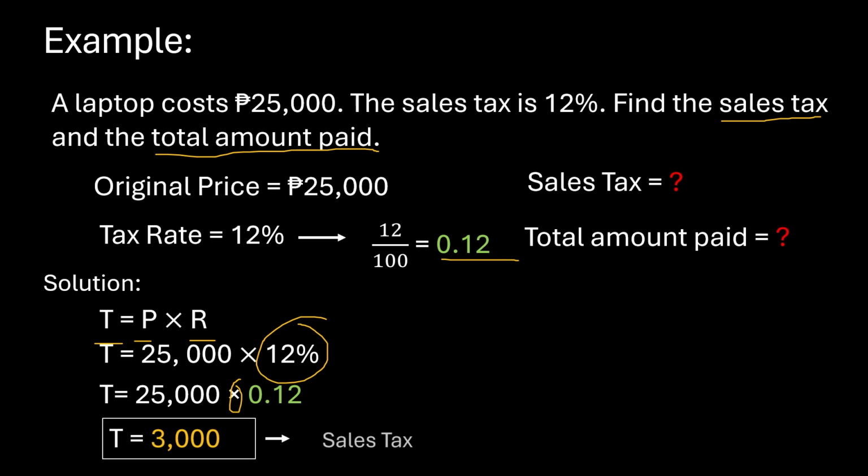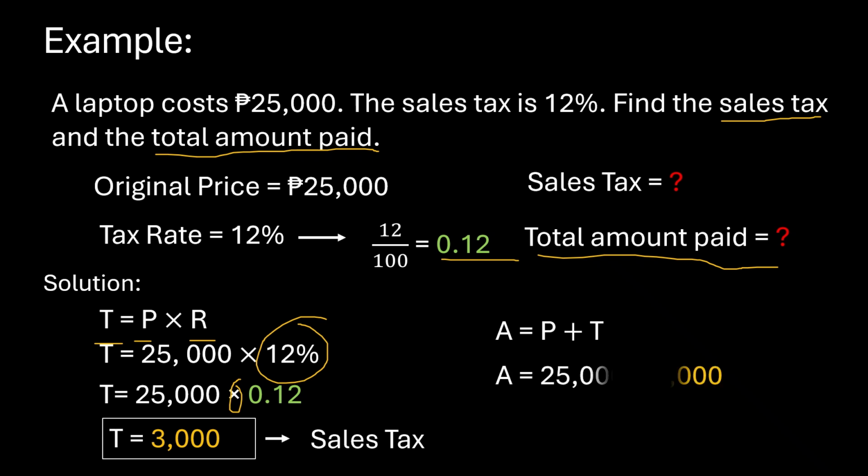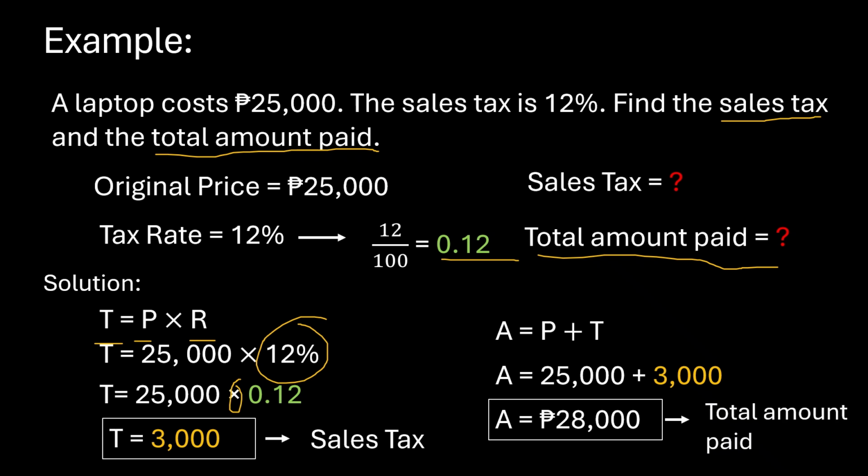But are we done? Not yet. The problem also asked for the total amount paid. To find that, we simply add the sales tax to the original price. 25,000 plus 3,000 equals 28,000. Therefore, the customer pays 28,000 pesos in total. Notice something. The total amount paid is greater than the original price. Does that make sense? Yes.